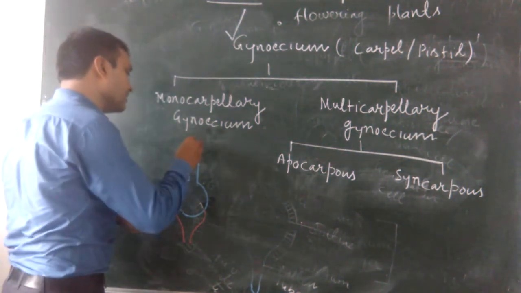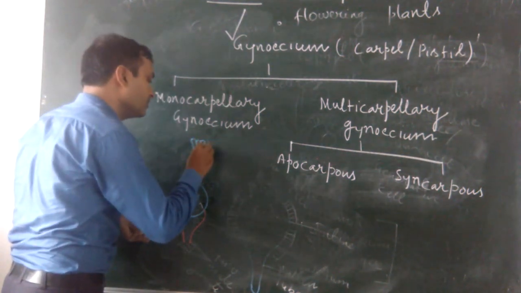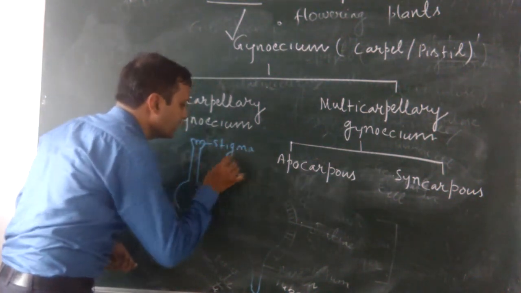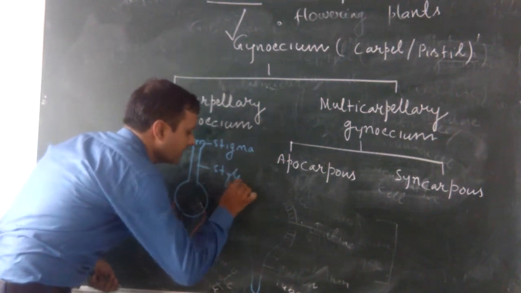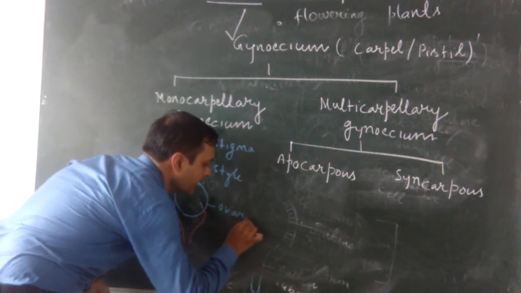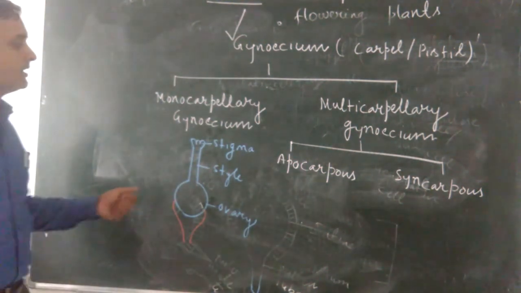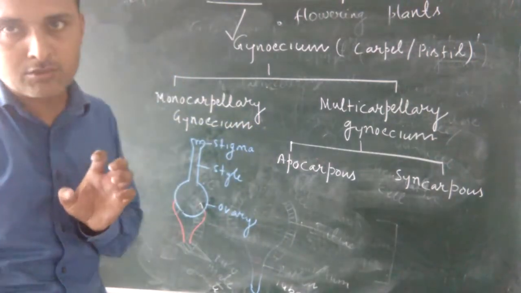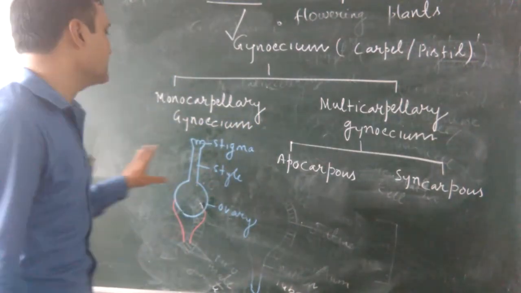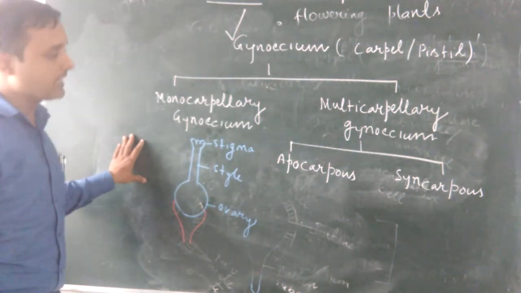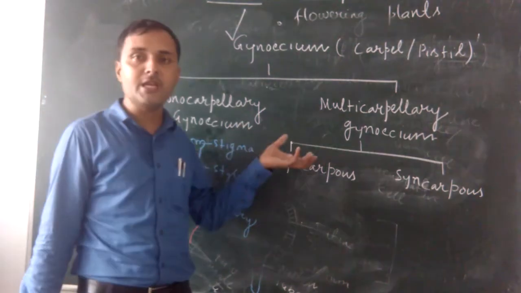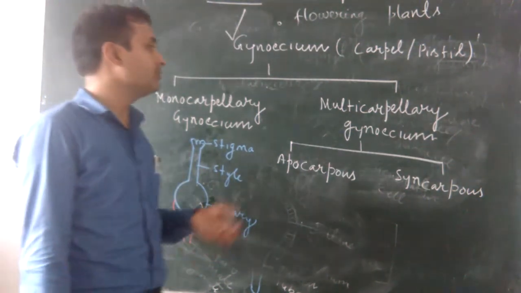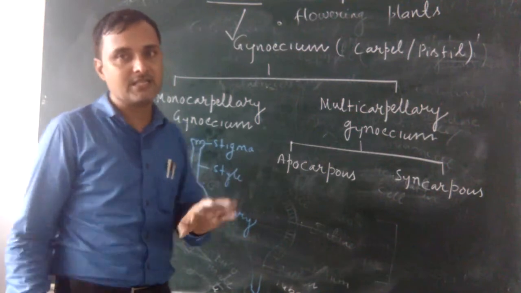This is monocarpellary gynoecium. You know, this part is known as stigma, middle part is known as style, and the lowermost part is known as ovary. Okay? So what is monocarpellary gynoecium? When the gynoecium contains only a single carpel or pistil, such a gynoecium is known as monocarpellary gynoecium. What is multi? Multi means many. When the gynoecium contains two or more carpels, such a gynoecium is known as multicarpellary gynoecium.